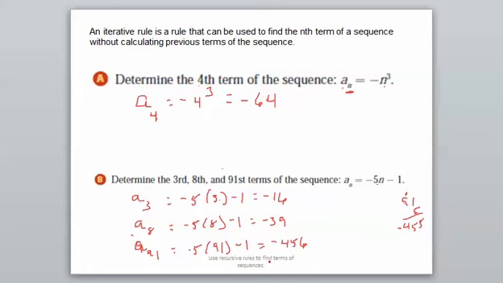Okay? So iterative rules and recursive rules are not difficult. It's just a matter of following the process along and finding the answers. We're going to use these in the next couple of weeks.